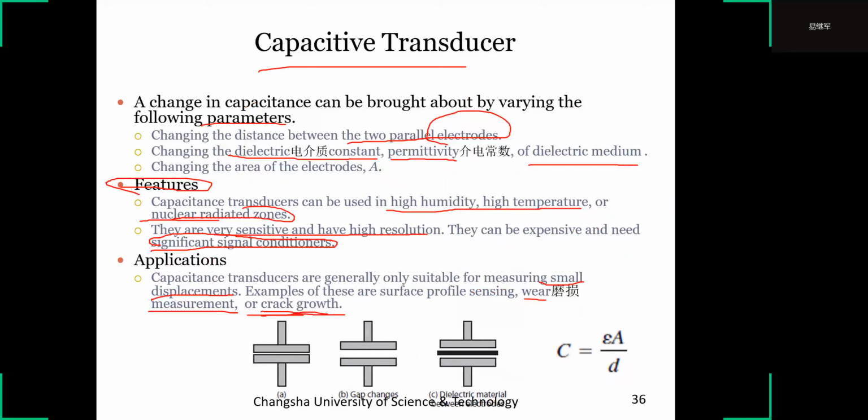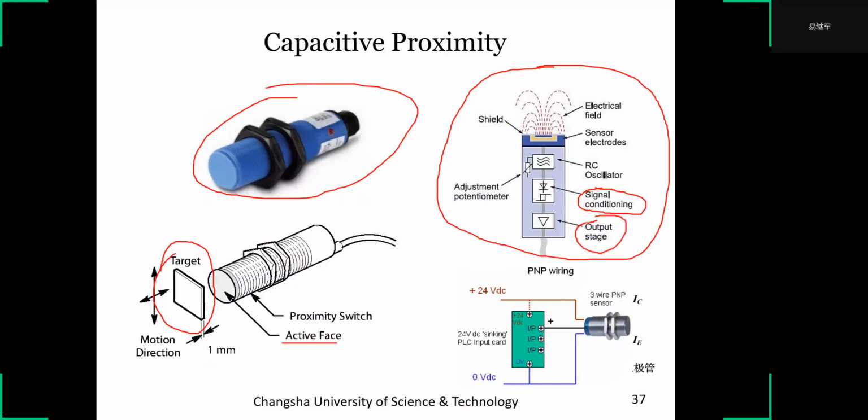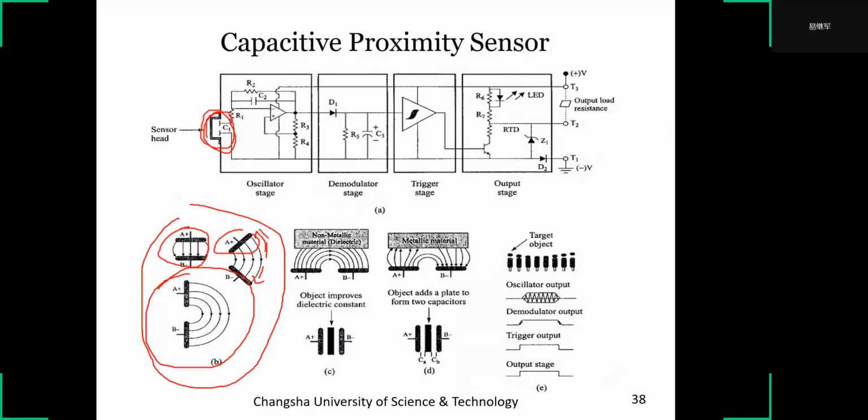Normally, we put the electrode like this, but in the capacitive proximity sensor, we put the electrode like this.